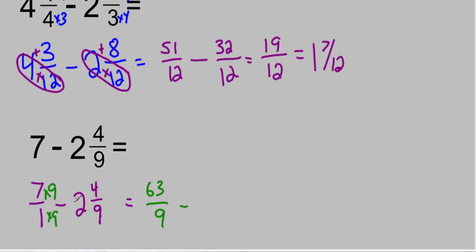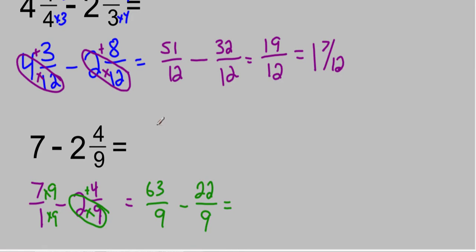7 times 9 is 63/9. Now I'm going to change my mixed number to an improper fraction. 2 times 9 is 18, plus 4 is 22/9. Now I'm ready to go ahead and take care of the problem. So I changed the whole number to a fraction, so I could write it with that common denominator. The second fraction we change into its improper fraction form, so that way we can do our subtraction.